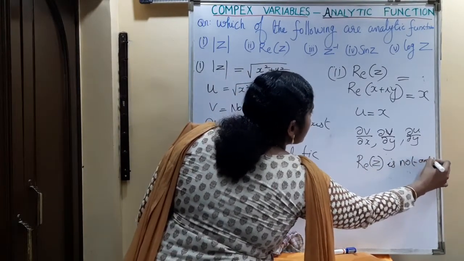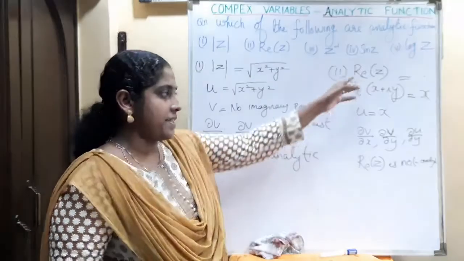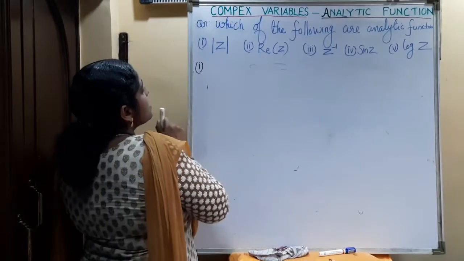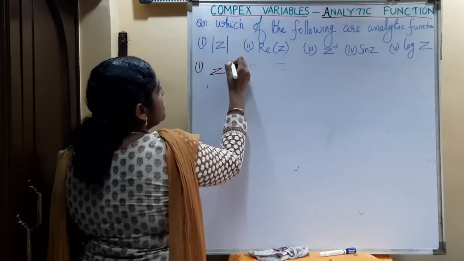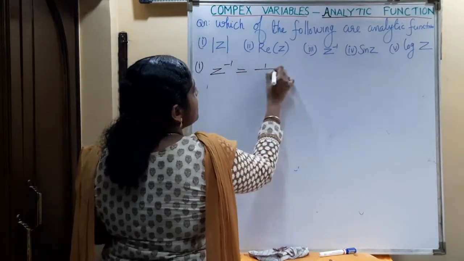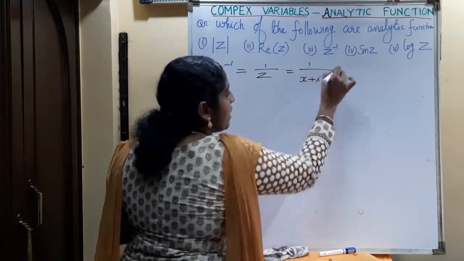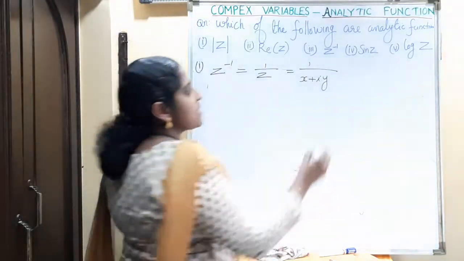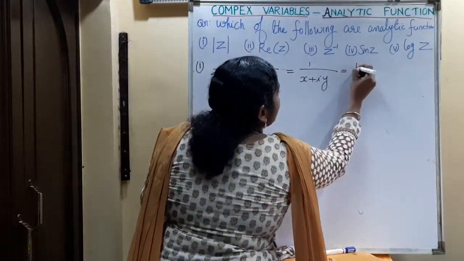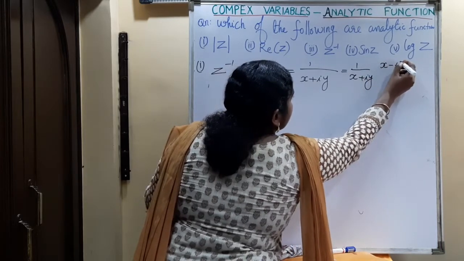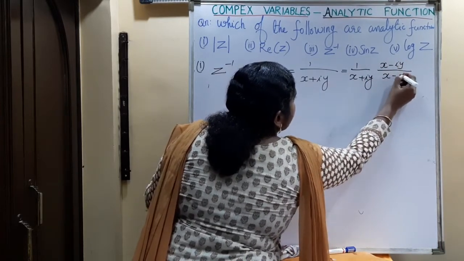Okay, if the question is imaginary part of Z, whether that is analytic? No. So what is Z raised to minus 1? It is equal to 1 by Z. That is 1 by X plus iY. If in the denominator we have a complex number, what we are doing? We are multiplying with the complex conjugate, both numerator and denominator. That is here X minus iY, here X minus iY.